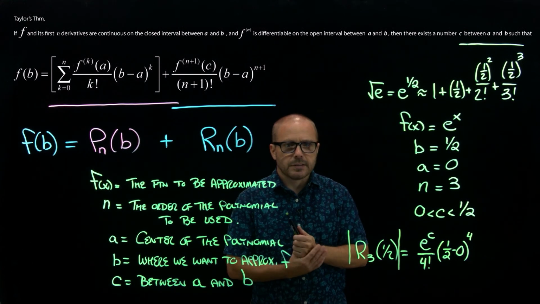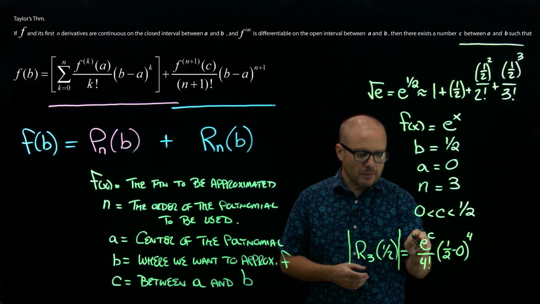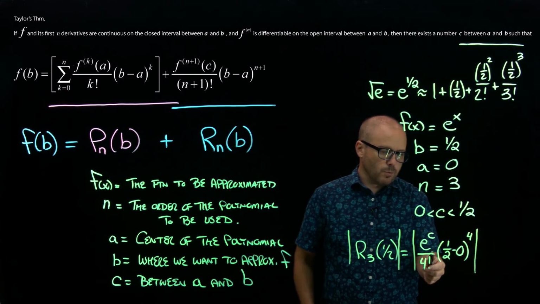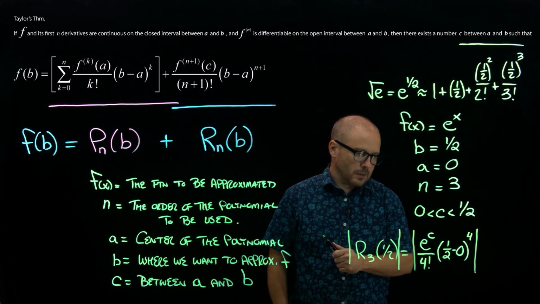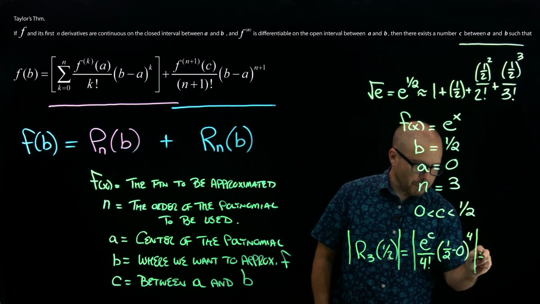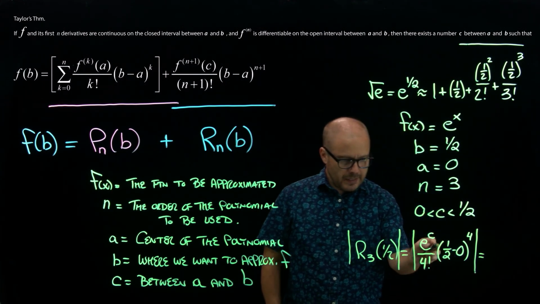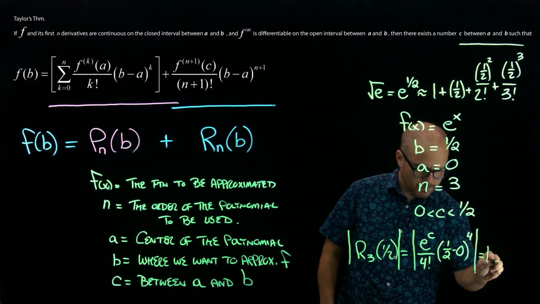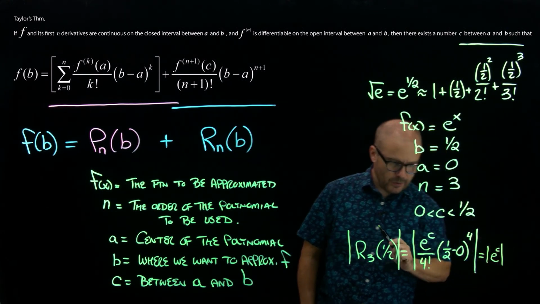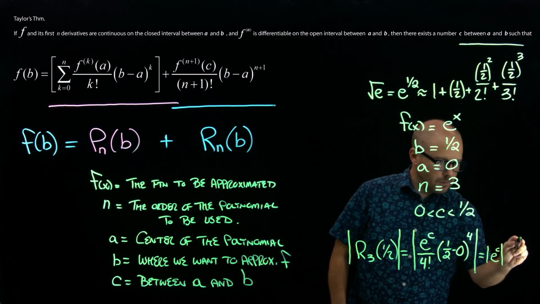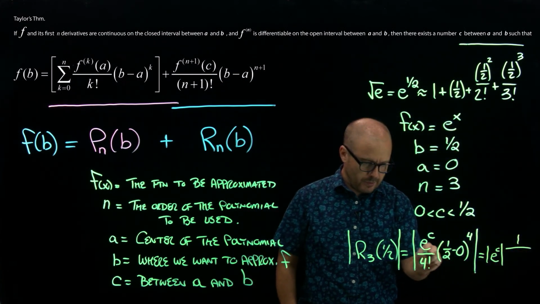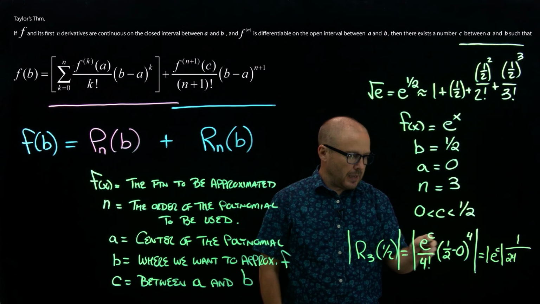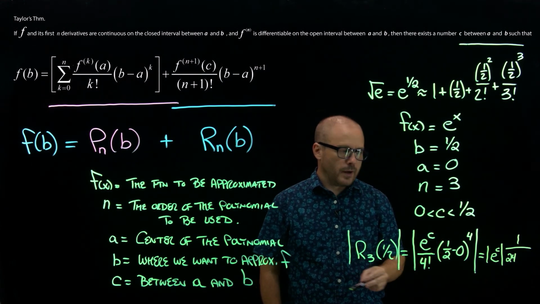So this error could be positive or negative, so we'll look at the absolute value, which in this case we have 4 factorial. Let's just write this out. We've got e to the c. I'll separate that out because that's the part we need to bound, right? So it's the absolute value of e to the c. That's the part we still don't know. And then we have 1 over 4 factorial, which is 24, times 2 to the 4th: 2, 4, 8, 16.